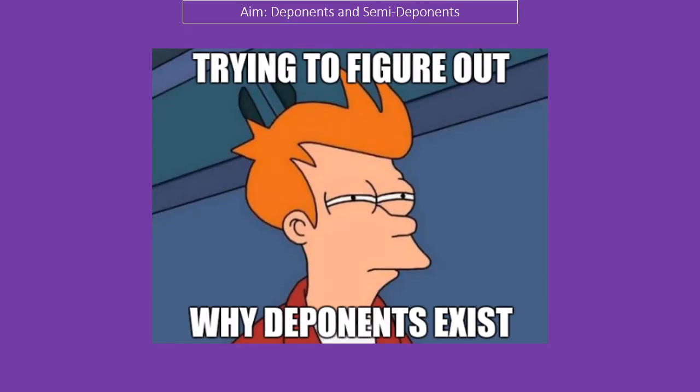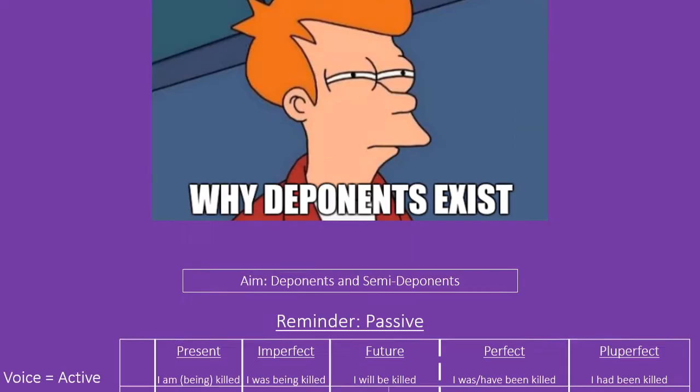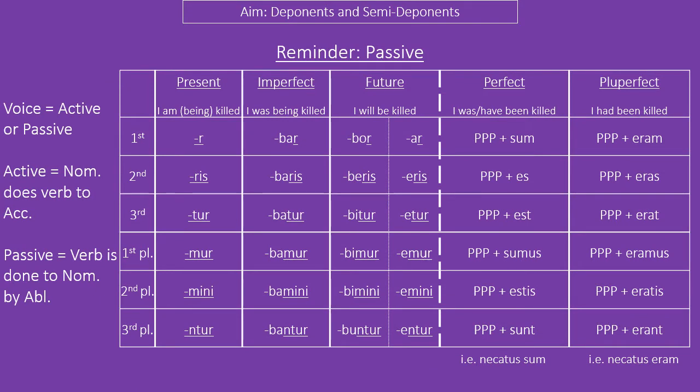Deponents are a bit weird. They're basically irregular verbs and they initially seem very confusing. As a reminder, first of all, we're going to talk about passive endings.